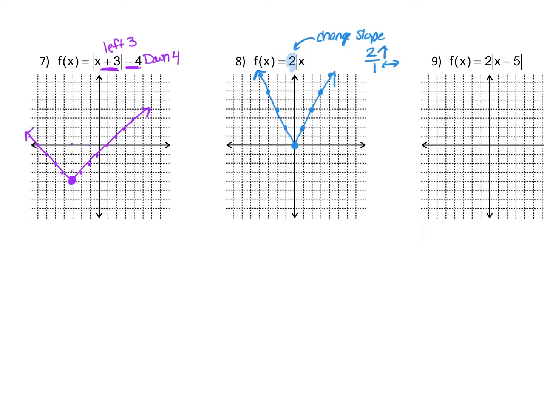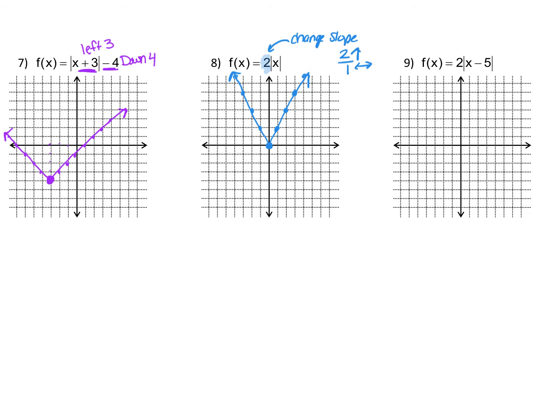If we're putting it all together, first I'm going to move with this minus 5. So first I'm going to go right 5. We always want to shift first. So 1, 2, 3, 4, 5. Then this 2 in front is going to change my slope. So instead of going up 1 over 1, I'm going to go up 2 over 1, up 2 over 1.